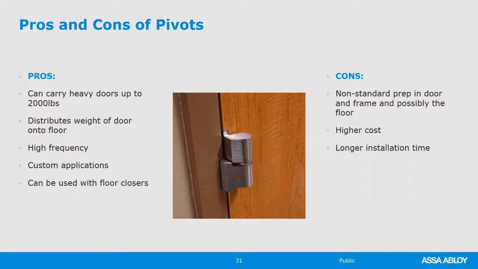So even if the door is 2,500 pounds, don't say no until you check with the factory and the technical department. Pivots distribute the weight of the door onto the floor, so they are not load bearing on the frame, and that is a big pro. They're used for high frequency openings and custom applications. They can be used with floor closers, and floor closers can be different thicknesses. Lots of details if you're using pivots to take a look at.